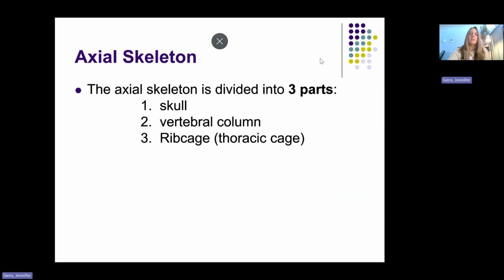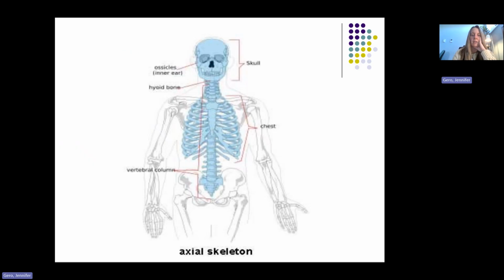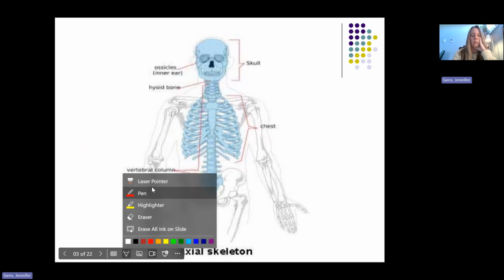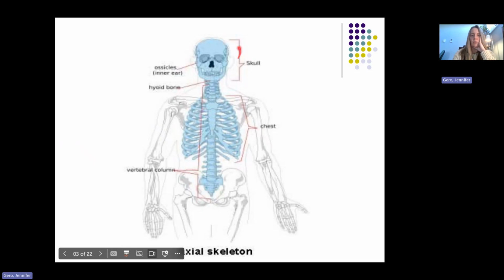All right, so the axial skeleton is subdivided into 3 parts: the skull, the vertebral column, and the rib or thoracic cage. Okay, so let me get a little pointer so you can see. So here's the skull. Here's the rib cage, and then the vertebrae are going to be posterior to that. And the sternum is going to be included in this as well.